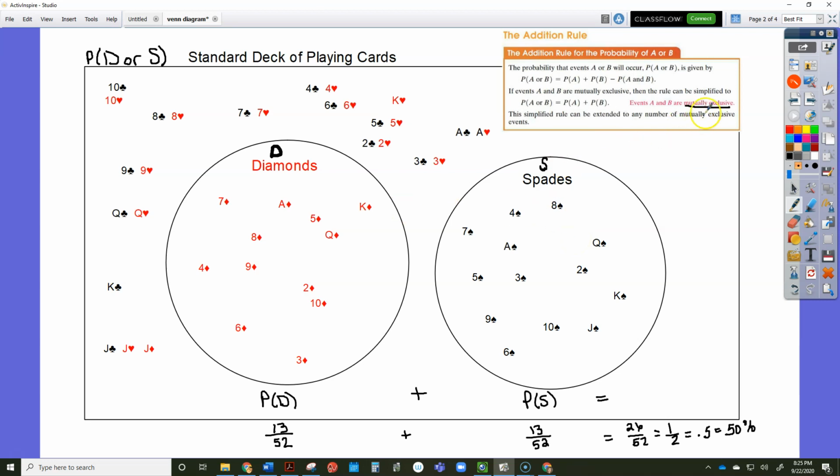So that's how to do mutually exclusive. And that seems very straightforward. You simply add them together. What's the probability of getting a diamond? 13 out of 52. What's the probability of getting a spade? 13 out of 52. You just simply add them together.